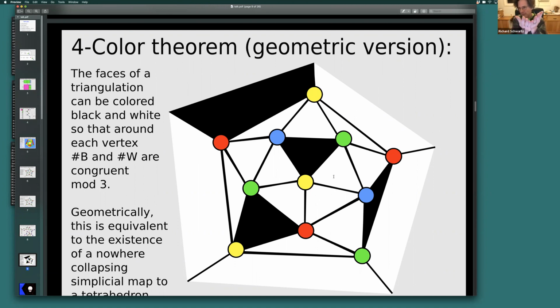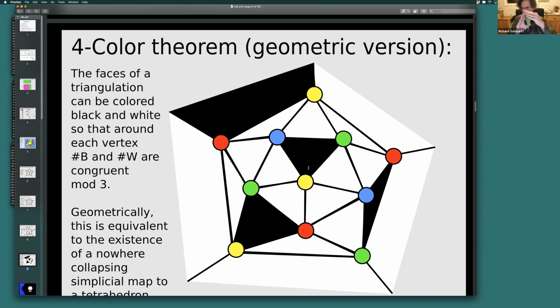So the black and white interface would mean this map to the tetrahedron is folding back, and the same color would mean it's just wrapping around. So if you have this kind of map, it has the property that around each vertex, the number of black minus the number of white triangles is divisible by 3. And the reason is because in the regular tetrahedron, there's 3 triangles around each vertex.